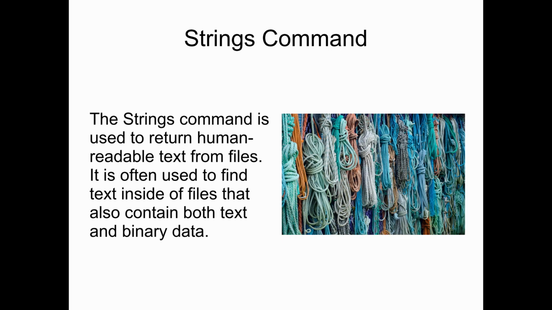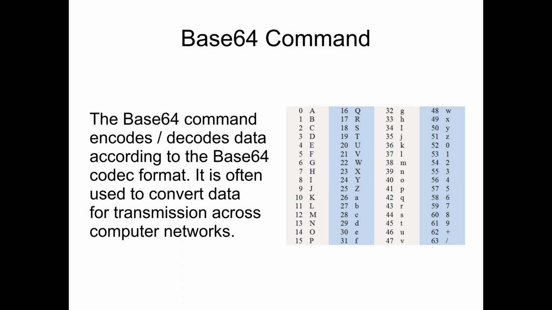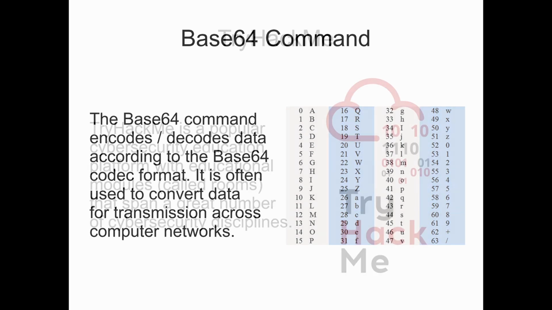The strings command is used to return human-readable text from files. It is often used to find text inside of files that contain both text and binary data. The base64 command encodes/decodes data according to the base64 codec format. It is often used to convert data for transmission across computer networks.